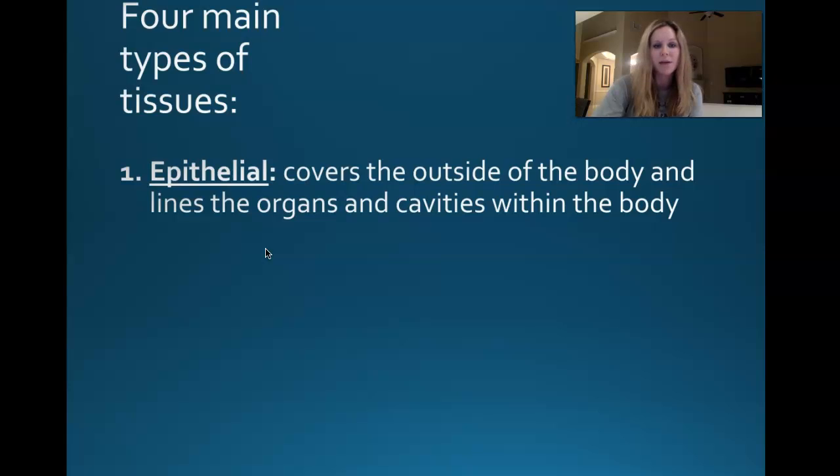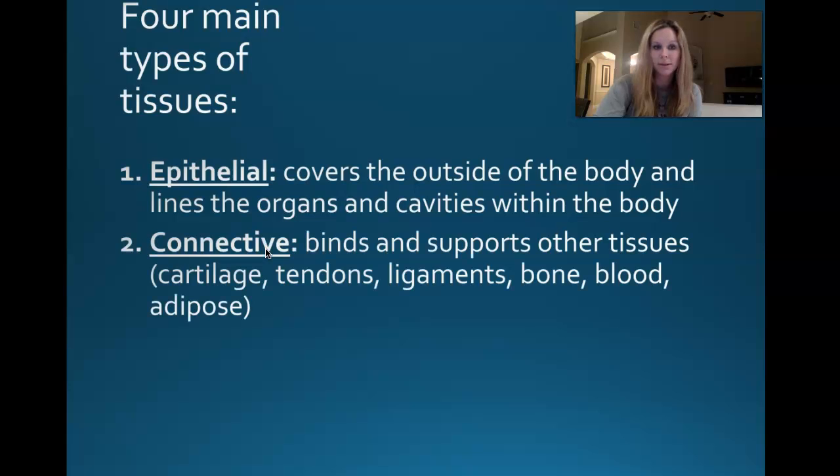Epithelial is going to cover the outside of the body, and it's going to line the organs and the cavities within the body. Connective is going to bind and support other tissues. It's obvious that cartilage, tendons, and ligaments belong under connective, but a lot of students are surprised to hear that bone, blood, and adipose, which is fat, actually belong under connective tissue. So remember that blood is actually connective tissue. It's there to support other organs.